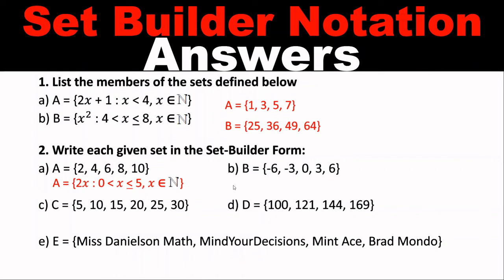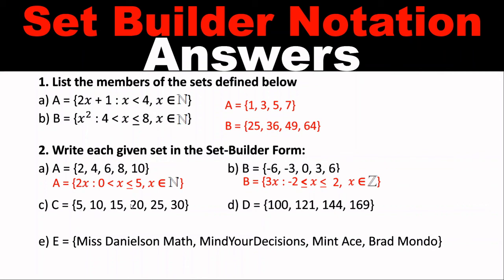Set B, notice that these are all multiples of 3. However, they start in the negatives. So set B is 3 times some value where that value is greater than or equal to -2 but less than 2. And that value is an integer. It's a whole number value, but clearly we're including the negatives. So 3 times -2, 3 times -1, 3 times 0, 3 times 1, and 3 times 2.